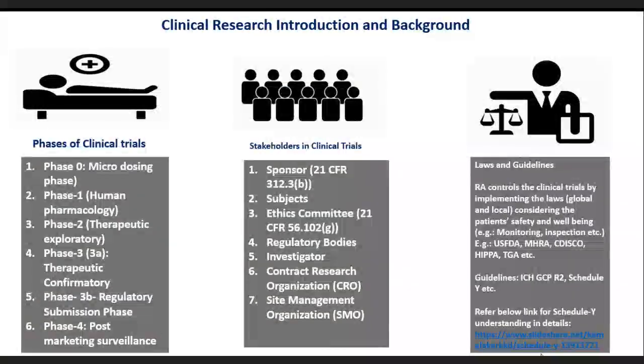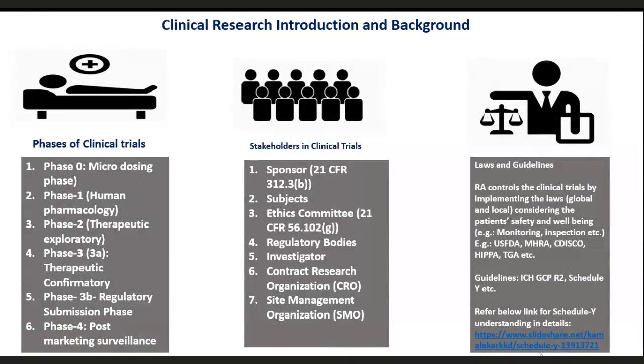Now, laws and guidelines. Every clinical trial happens according to the law, guidelines, and local regulatory bodies' laws. Here, the regulatory authority or regulatory affairs controls clinical trials by implementing the law, global or local, considering patient safety and well-being, like monitoring, inspection, etc. Examples: US FDA, MHRA, CDSCO, HIPAA, TGA, etc.